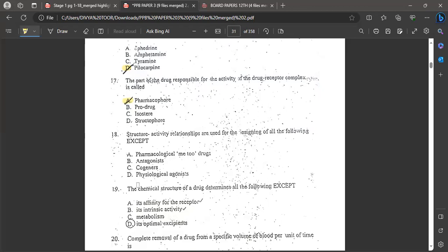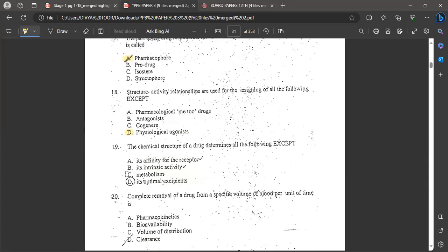antagonists, congeners, physiological antagonists. No, agonists, sorry. Structure activity relationships. I'd guess physiological agonist, because physiological is something we already have. Pharmacological is when we are talking about a drug, but physio is stuff you already have. Yeah, unless someone has a different opinion. Anyone?